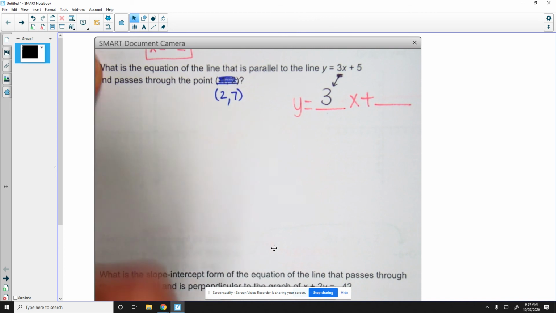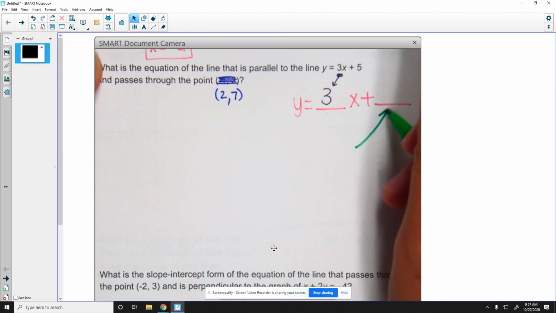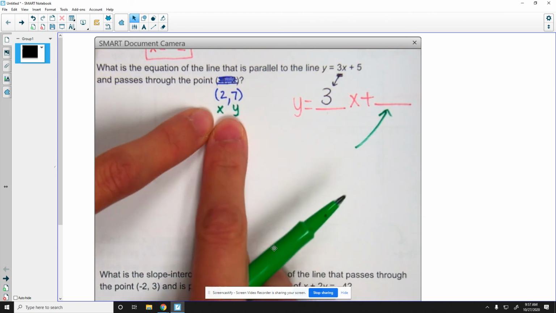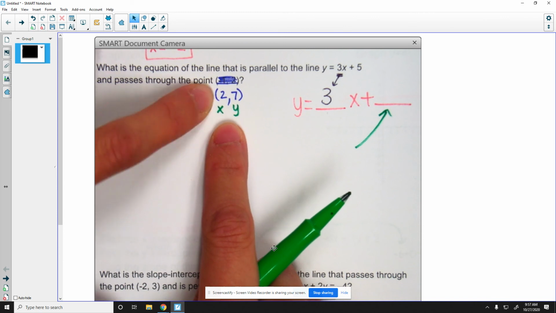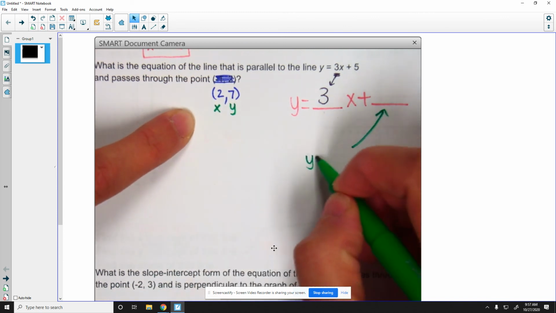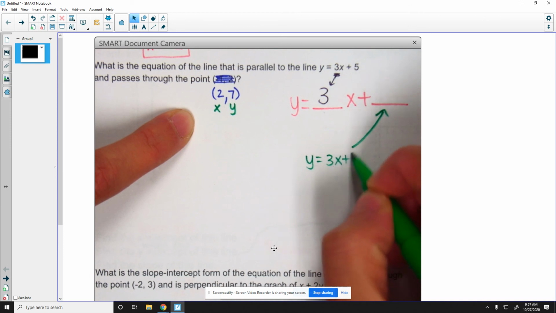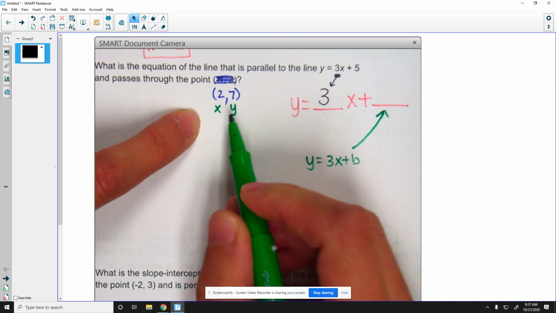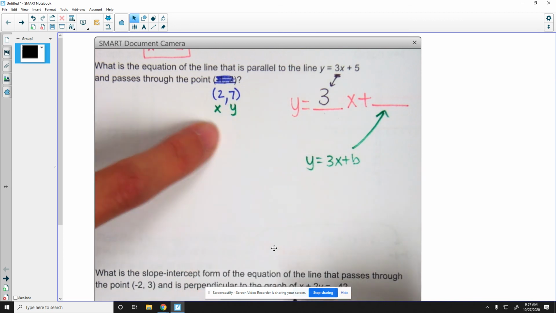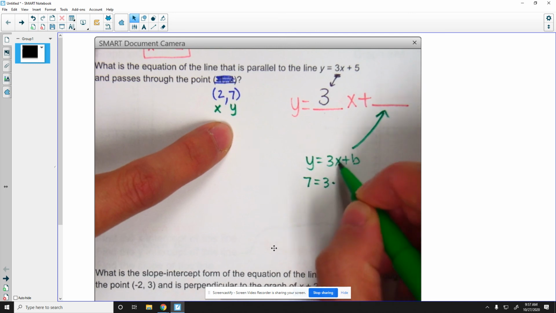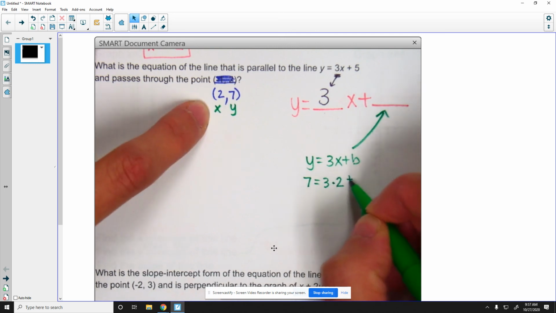Okay, raise your hand. Cameron, what do I do? Yes. Right, they don't give you a point if you're not going to use it. Use that as your x and use that as your y. So you have y equals 3x plus b, and you don't know what b is. So all you have to do is plug in your x and plug in your y. So your y is 7 equals 3 times x is 2, plus b.